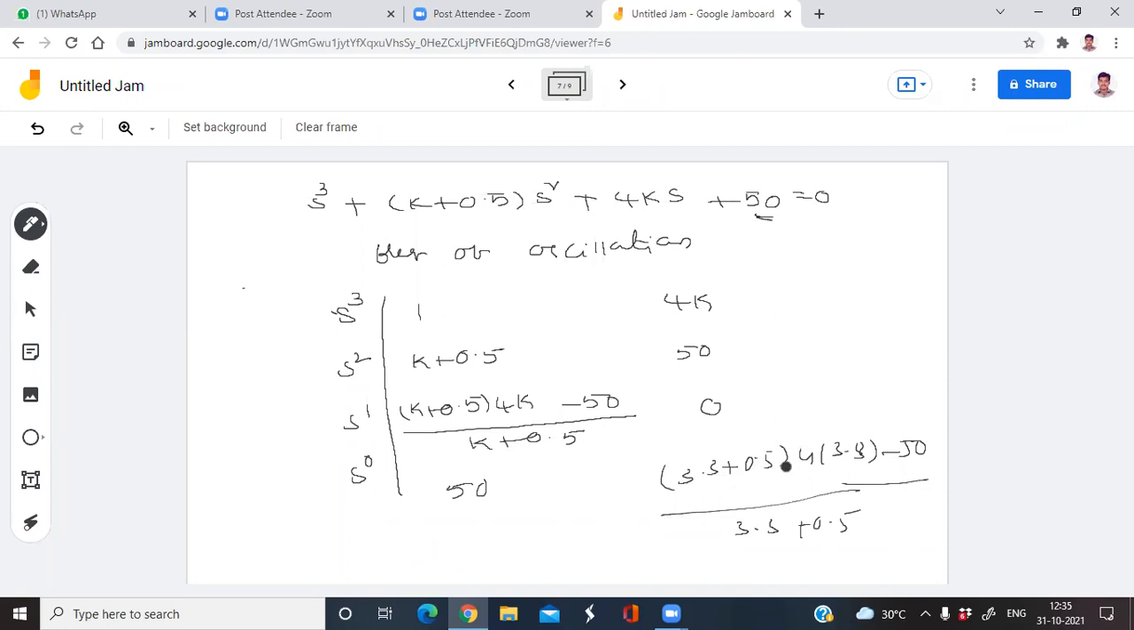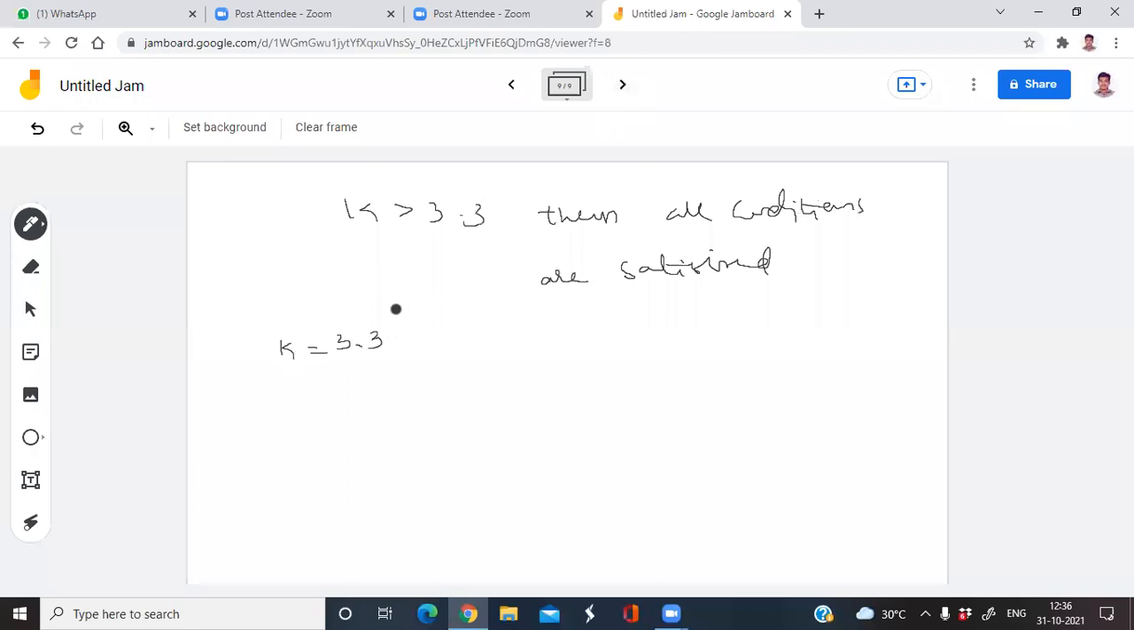Substitute k equal to 3.3: (3.3 plus 0.5) into 4 into 3.3, minus 50, divided by 3.3 plus 0.5. What is the value? 0.09. Right, that's almost zero actually. So my point is, whenever k equals 3.3, the s power 1 row is 0.